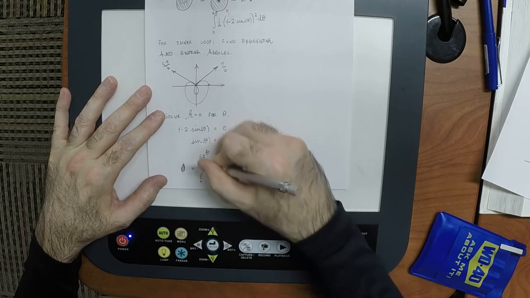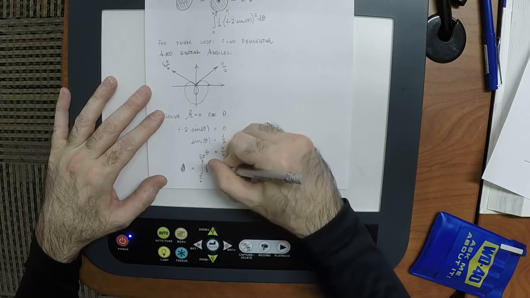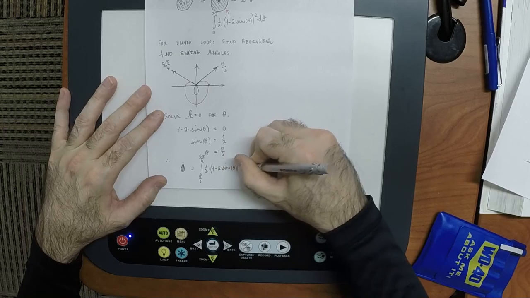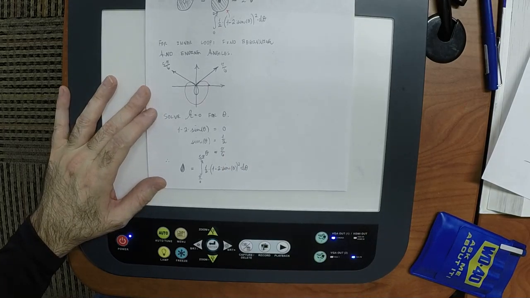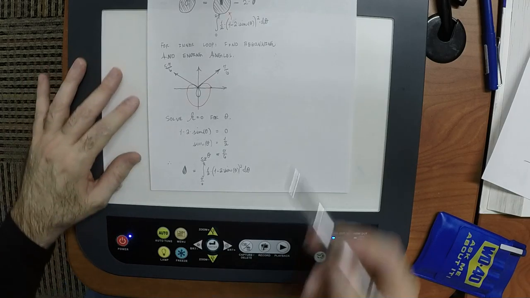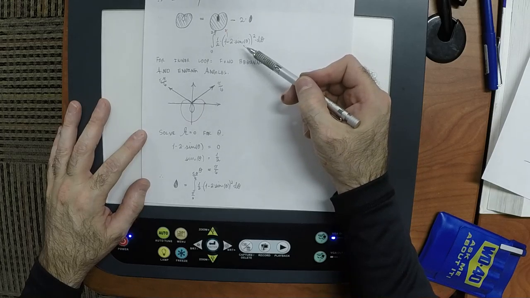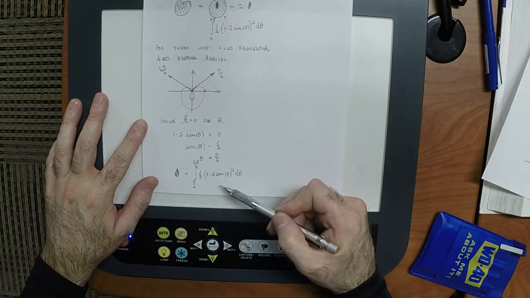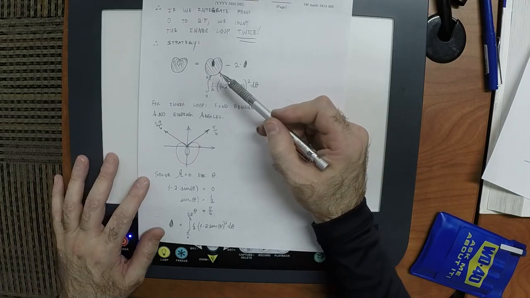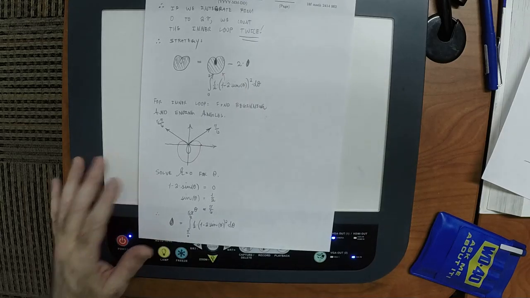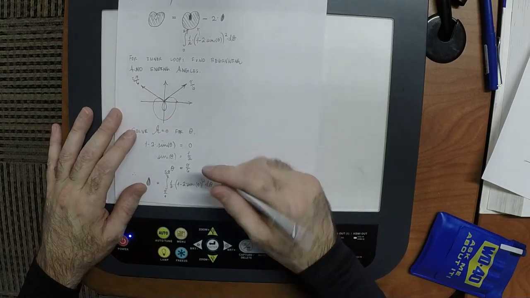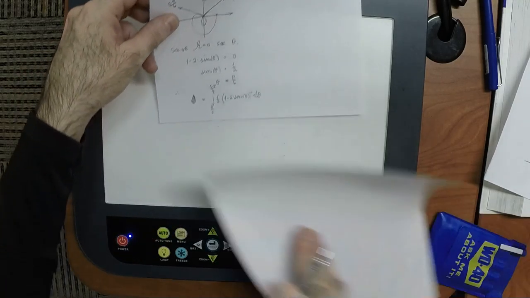5 pi over 6, half, and then 1 minus twice sine theta, square that, d theta. So to answer this question, you've got to evaluate two integrals. You've got to evaluate that one, then you've got to evaluate that one. And you've got to understand the way the area is accounted. So you say, oh, it's that first one minus twice the second one. Does everybody get the idea? Because it's the idea that's important. The other stuff is sort of boring.